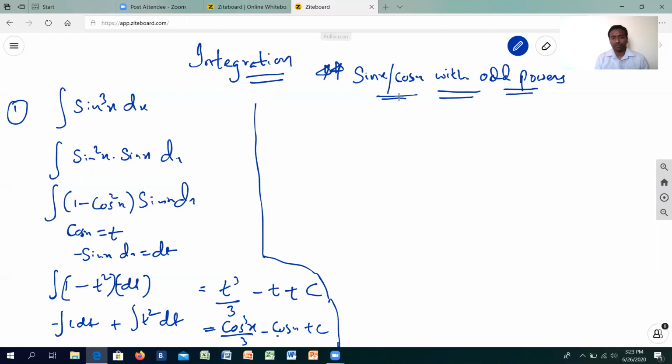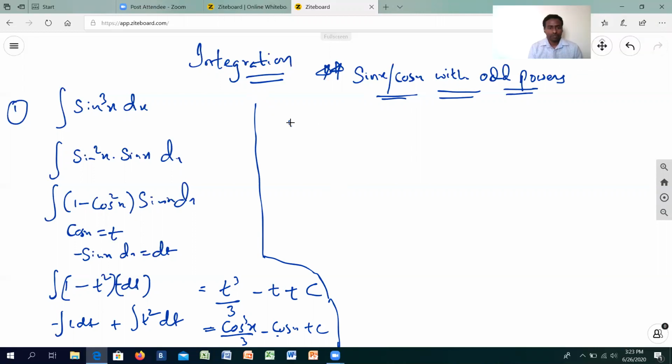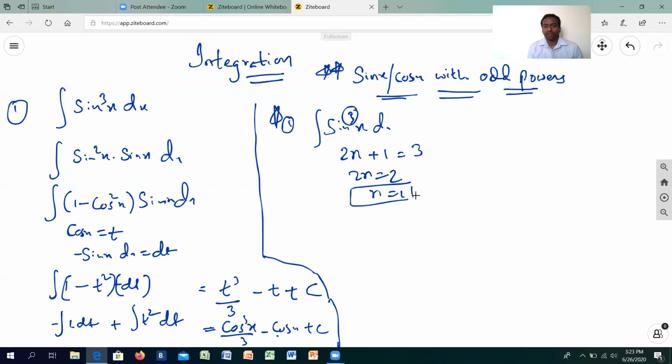Remember, as I've written on top, it works only with sine and cos with odd powers. So I'm going to do it with the shortcut now. Integral sine cube x dx. You can work it out with the cos also. So here, since my power is odd, I know the odd power form is going to be 2n plus 1. Whatever power I have, I will equate. 2n plus 1 is equal to 3, so n is equal to 1. And this technique works with the binomial theorem that we have coefficients. So since my n is 1, I'll take 1c0 and 1c1.